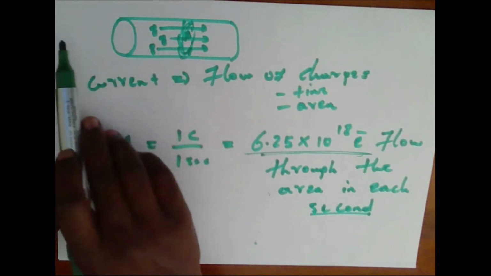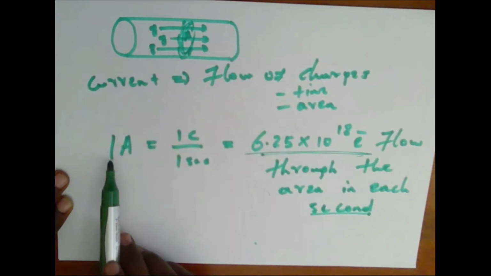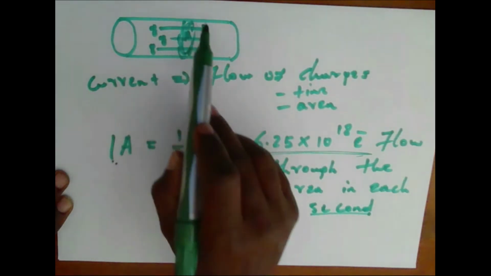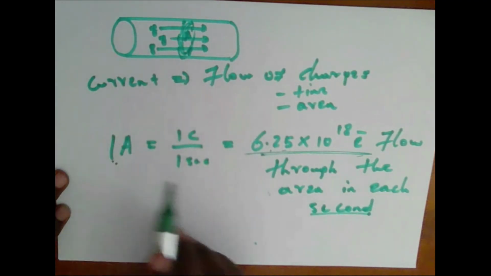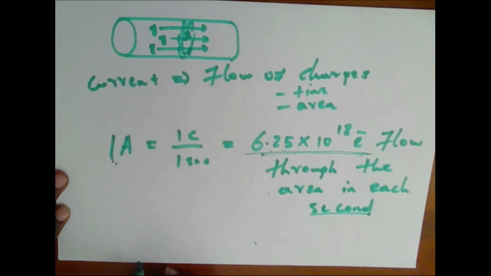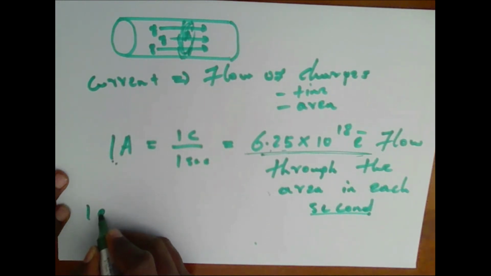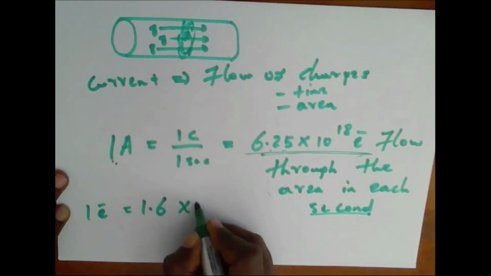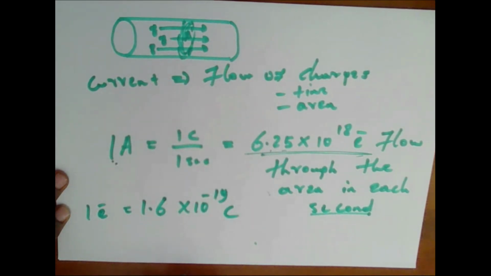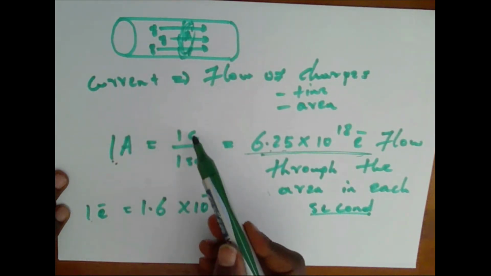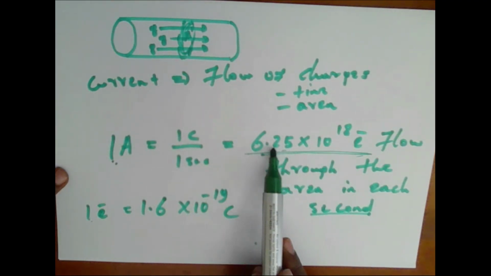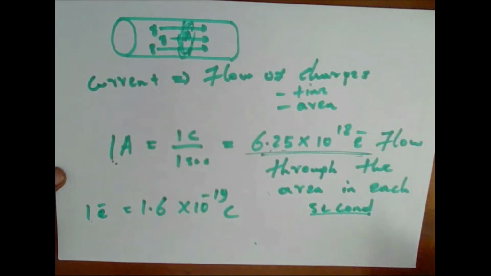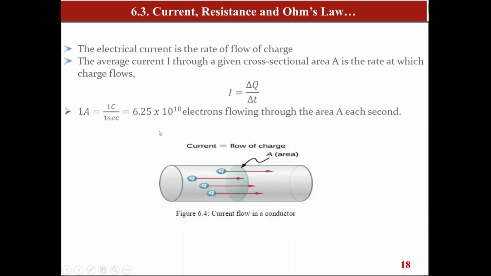So if we have a conductor that carries 1 ampere, it means that in the given cross-sectional area, this much number of electrons passes in each second. We know that 1 electron is equal to 1.6 times 10 raised to minus 19 coulomb. So 1 ampere means 1 coulomb over 1 second. That's why it becomes this many electrons, 6.25 times 10 raised to 18 electrons flow through.